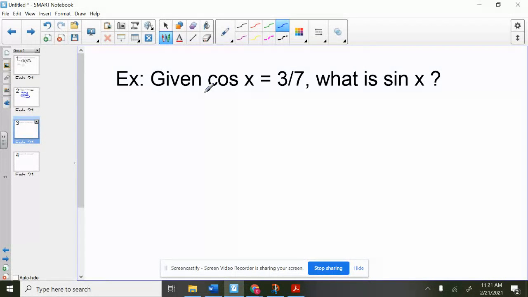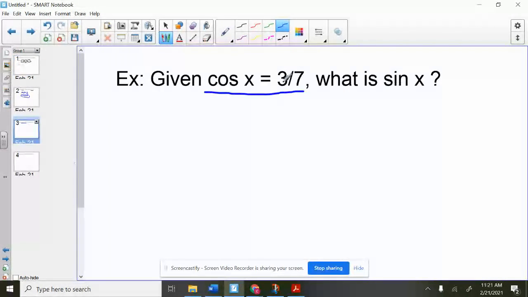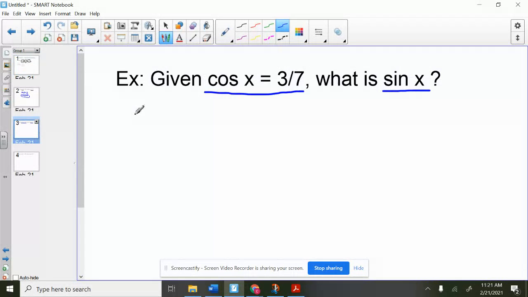Okay. Given cosine of x, and again, remember, we're never plugging numbers in for these values of A or x right now. This says cosine of x equals 3/7, find sine. So the first question: are cosine and sine reciprocals? Well, no, they're not a pair. The next question we ask is, is there an identity that deals exactly with cosine and sine?